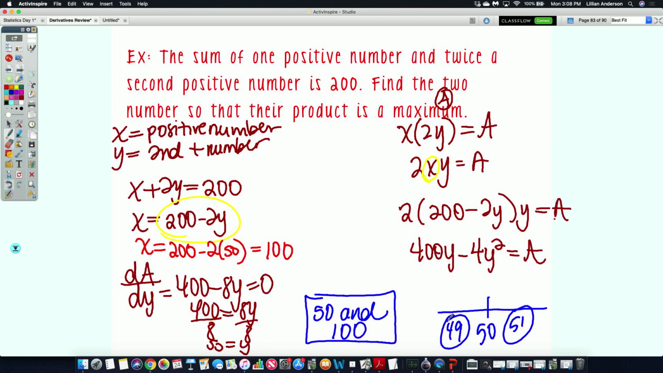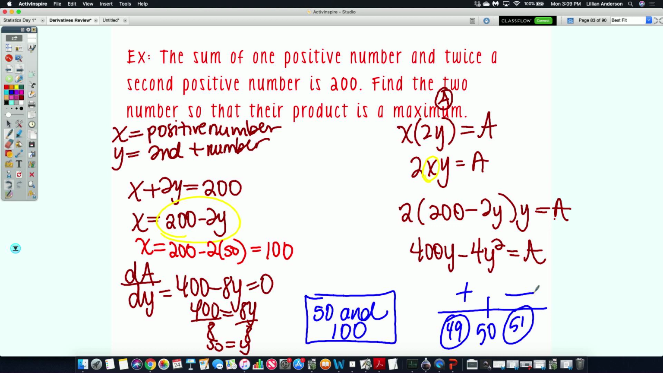If I plug in 49 times 8, is that going to be greater or less than 400? It's going to be less than 400. So then it's going to be positive. And if I plug in 51, that's going to be negative. Does that give you a maximum? Yes, it does. You always want to make sure that you test just in case. I know I went straight into plugging the value in, but that's also how you determine for sure if that value makes sense.